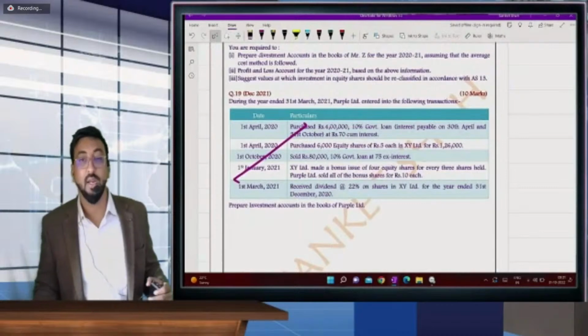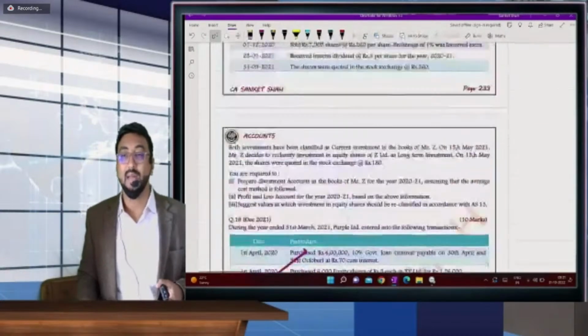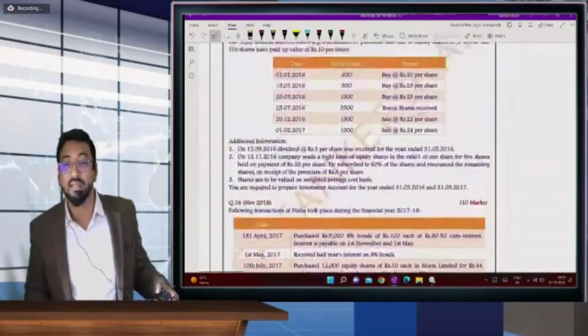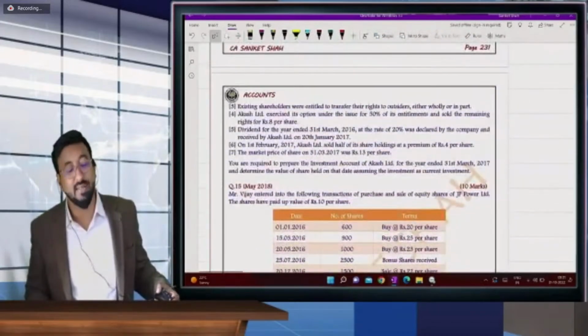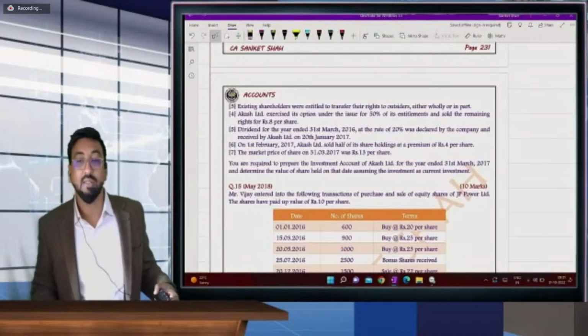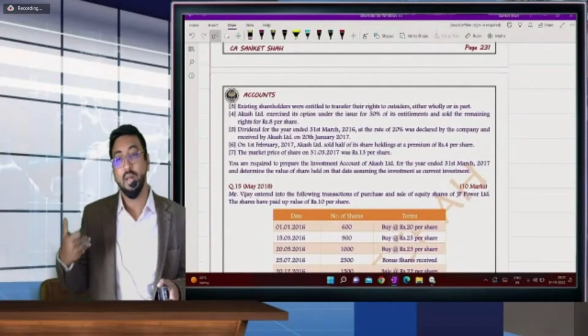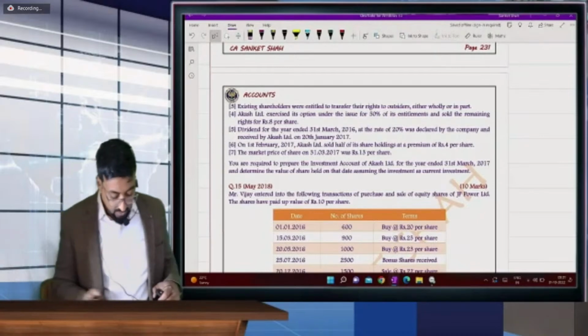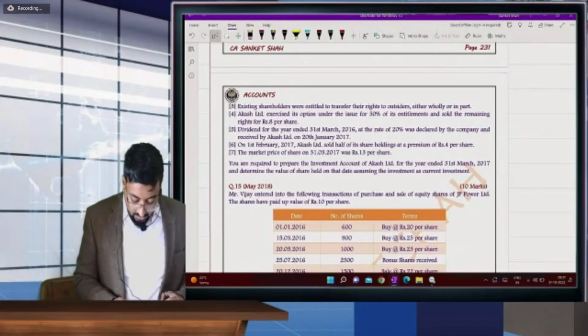Friends, investment chapter, you can see here 10 marks to 20 marks is a weightage. Every attempt they ask for 10 marks to 15 marks, and it's really a very simple chapter. Once you get the logic behind it, go line by line and get the full marks. Okay, so going line by line you can get full marks. It's very simple.